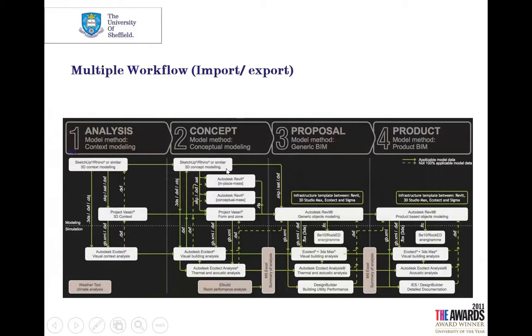It's probably a bit small for you to read, but here we've got Vasari, Ecotect, ID Build, Revit, Rhino, SketchUp, B10, Ecotect, 3D Studio Max, Design Builder. What else have we got? That's probably IES. Lots and lots of different softwares. And what these little green arrows are indicating is the process that you get information from one software to another.